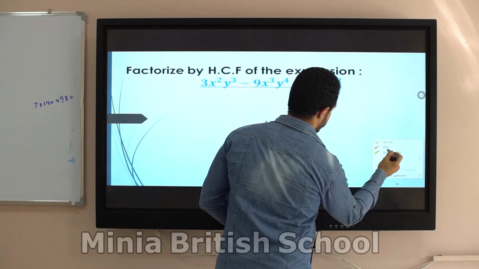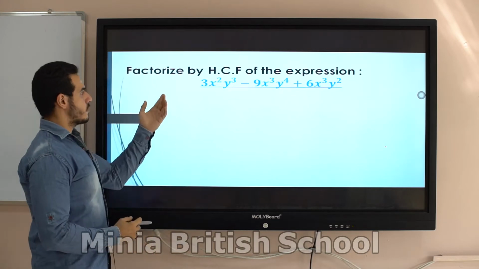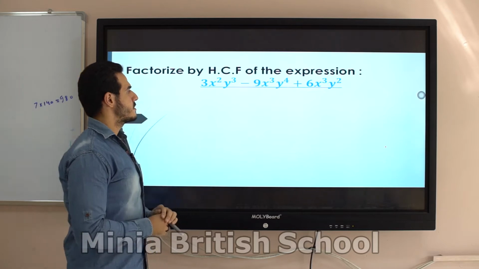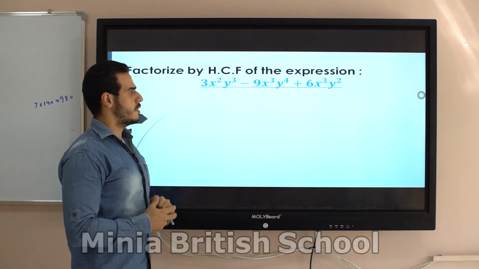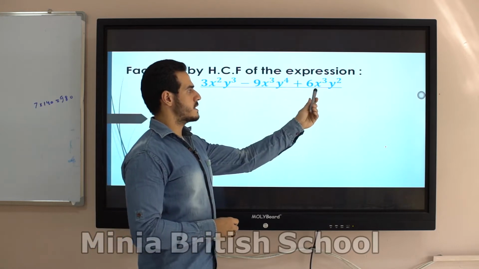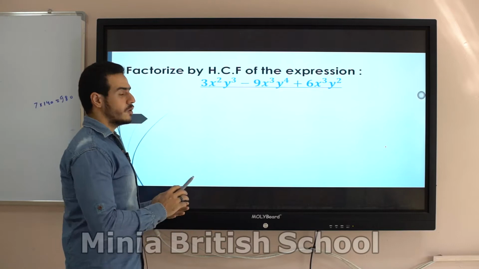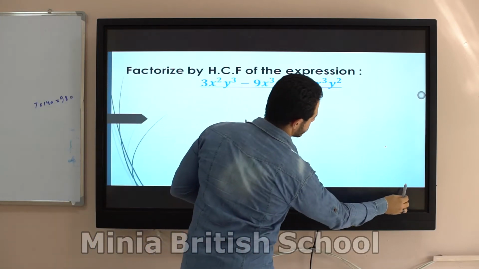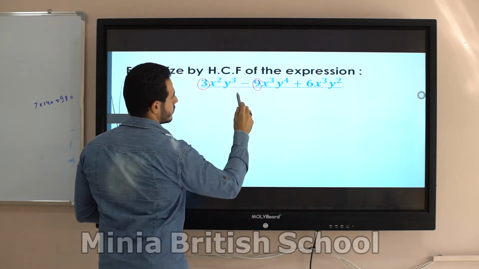Let's perform this on variables and values. Factorize by using the highest common factor the expression 3x power 2 y power 3 minus 9x power 3 y power 4 plus 6x power 3 y power 2. Okay, at first look to the coefficients. The coefficients here are 3, 9, 6.